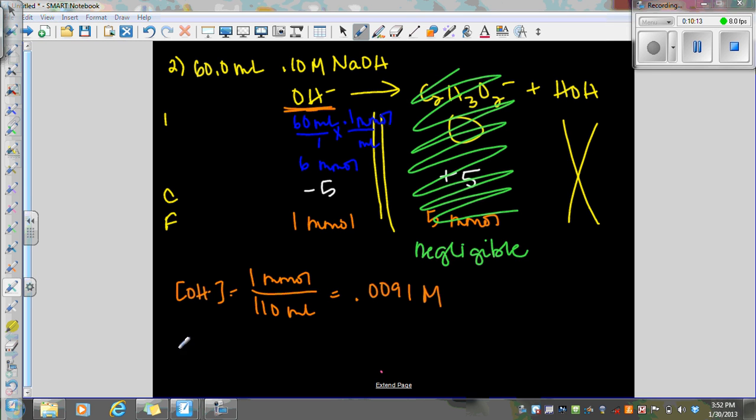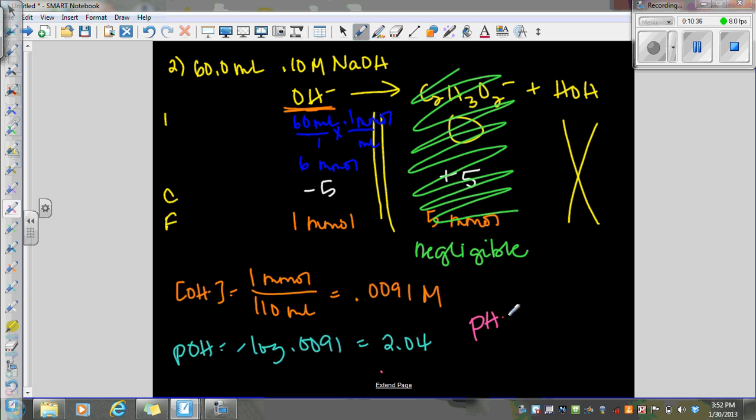Let's do this differently. Let's find pOH first. Negative log of 0.0091 will give us 2.04, 2 sig figs, so 2 numbers after the decimal. That's pOH. So now to get pH, we do 14 minus 2.04, and that is going to give us 11.96. Basic pH, which makes sense because we're past the equivalence point.